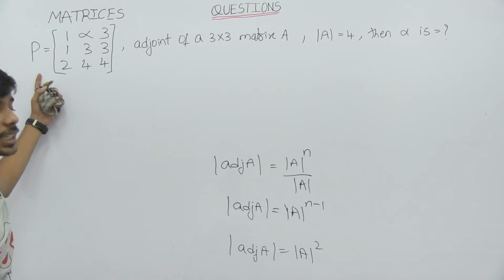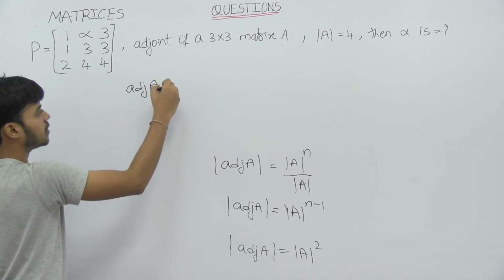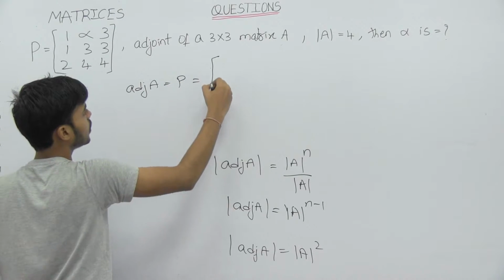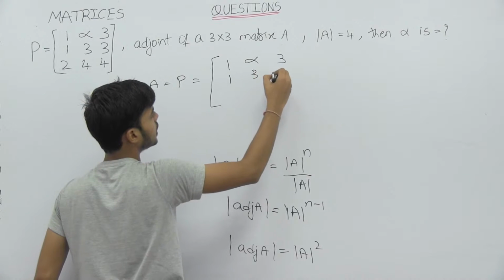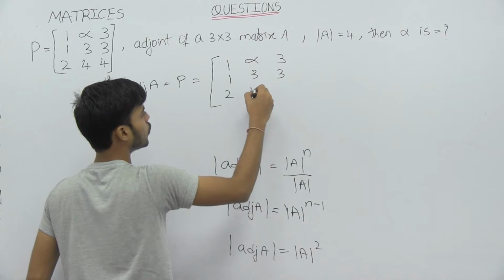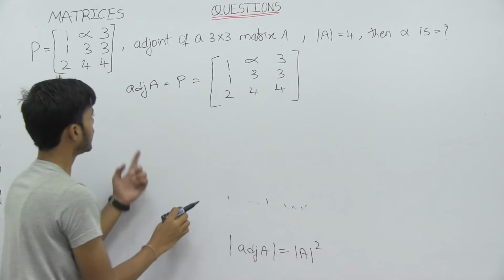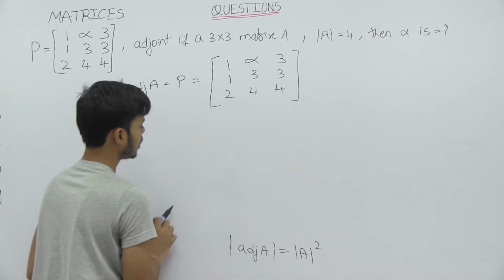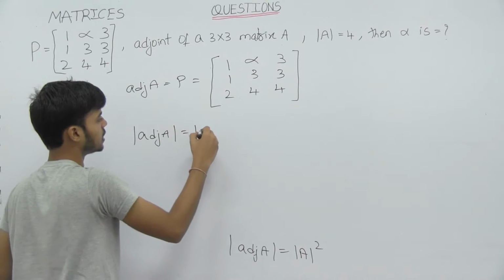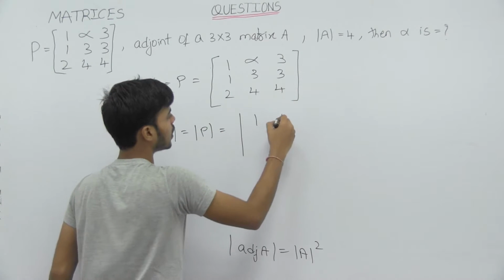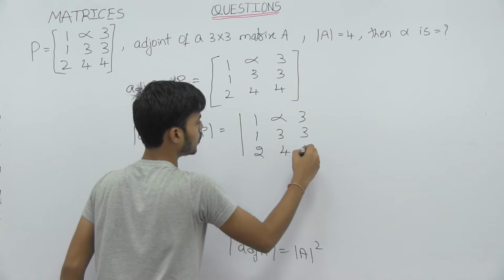Now P is adjoint of A. Adjoint of A is equal to P, which is the matrix with rows 1 alpha 3, 1 3 3 and 2 4 4. So now we need the determinant of adjoint of A, so let's calculate it. Determinant of adjoint of A is equal to determinant of P, which is the matrix 1 alpha 3, 1 3 3 and 2 4 4.